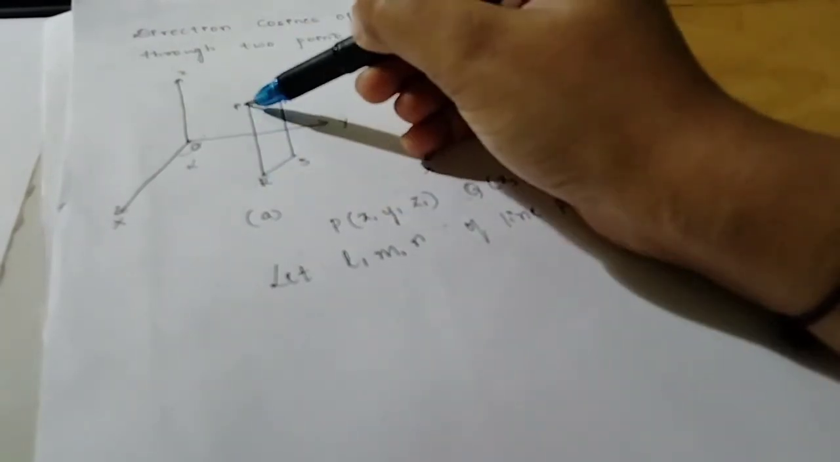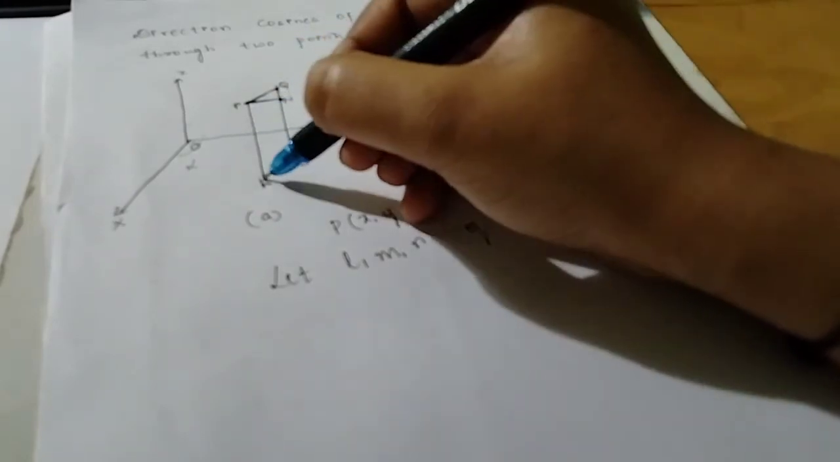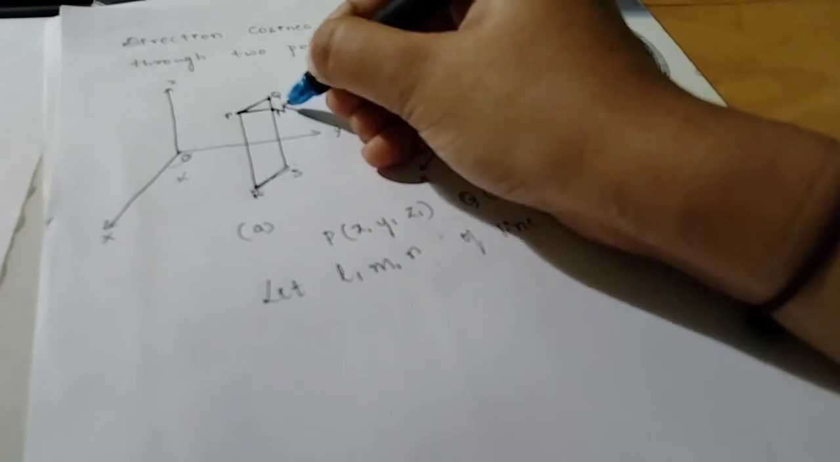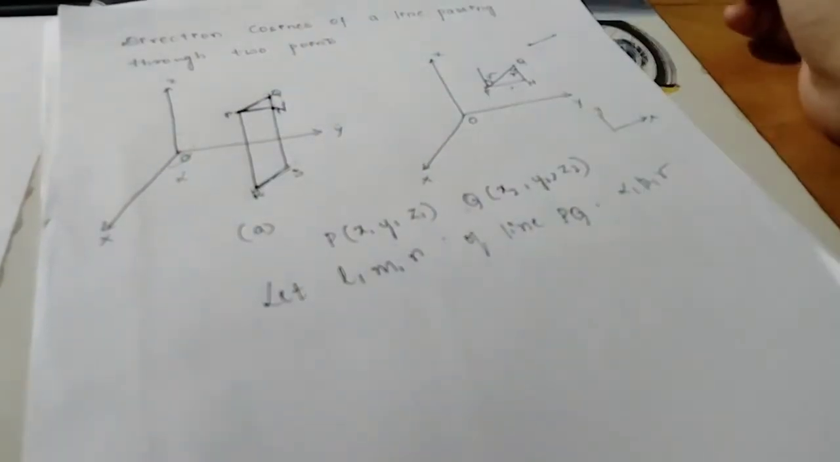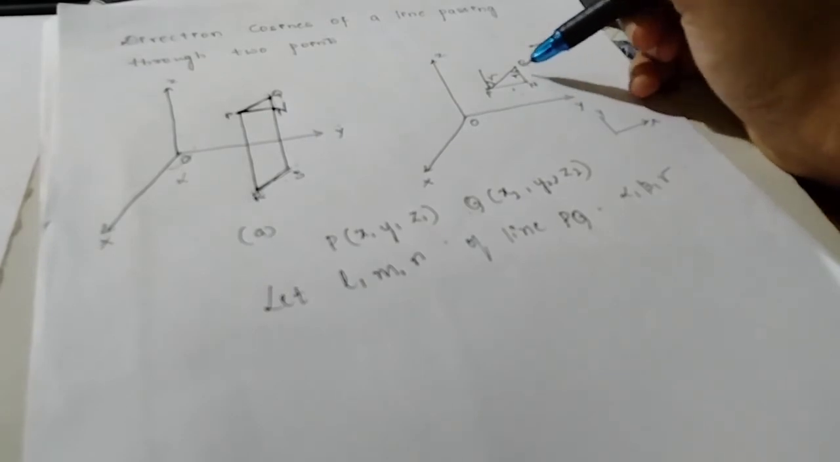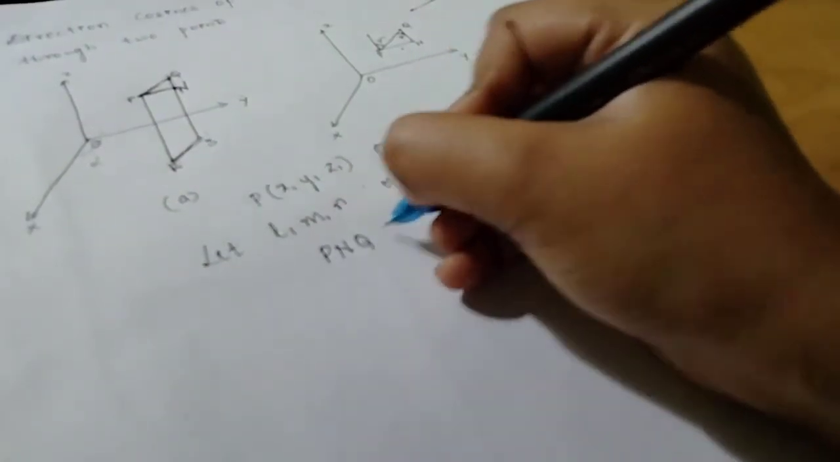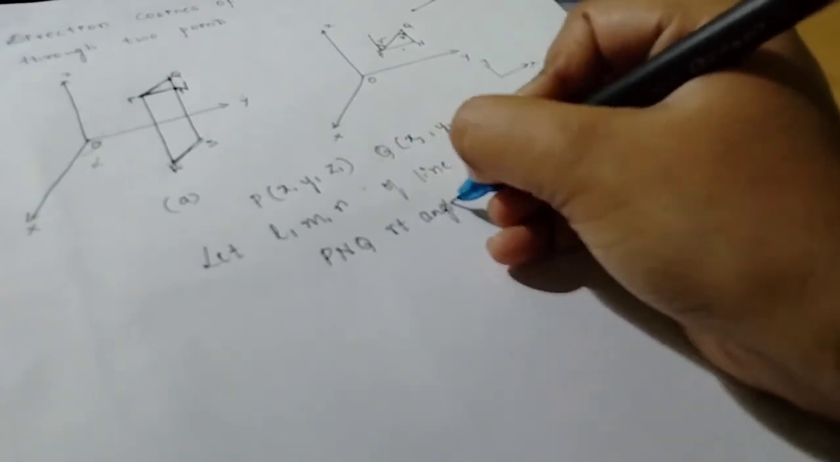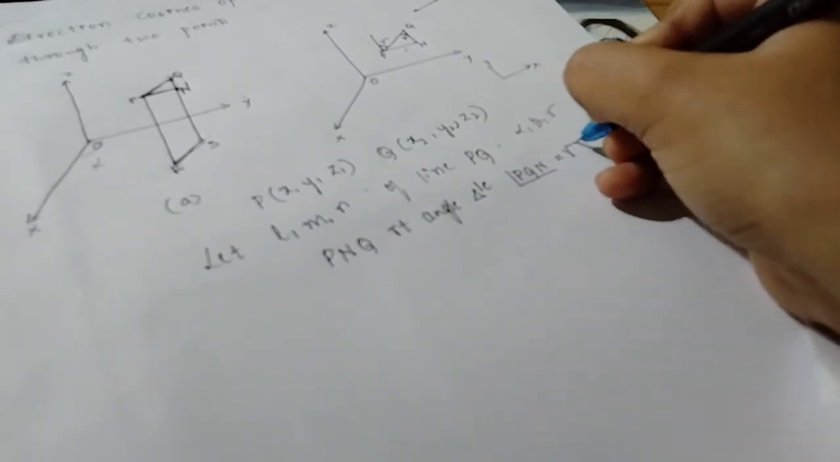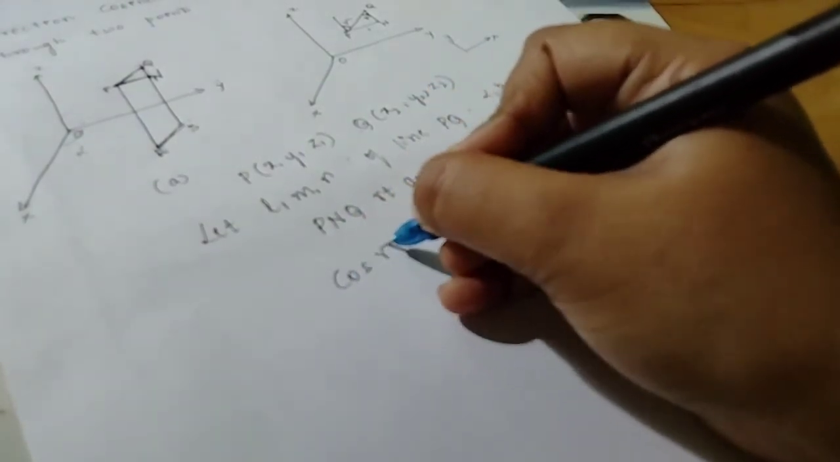This is N, and from here I have drawn two perpendiculars meeting at R and S. Now there will be a right angled triangle, PNQ. So angle PQN, what I have taken, is gamma. Here PNQ forms a right angled triangle, and angle PQN is equal to gamma. Now I can write cos gamma from this diagram.